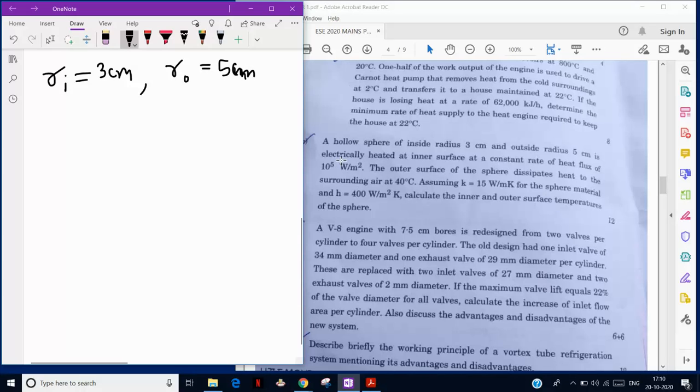It is electrically heated at the inner surface with a constant heat flux. Heat flux means heat transfer per unit area, q double dash, which I am writing here as 10 raised to 5 watt per meter square. The outer surface of the sphere dissipates heat into the surrounding air at 40 degrees Celsius, so the surrounding temperature of air is 40 degrees Celsius, and it loses heat by convection.